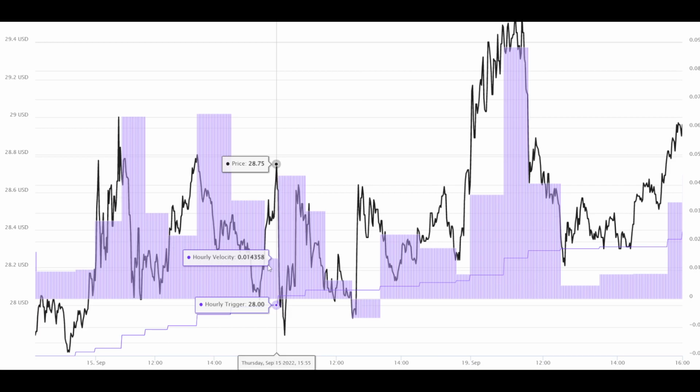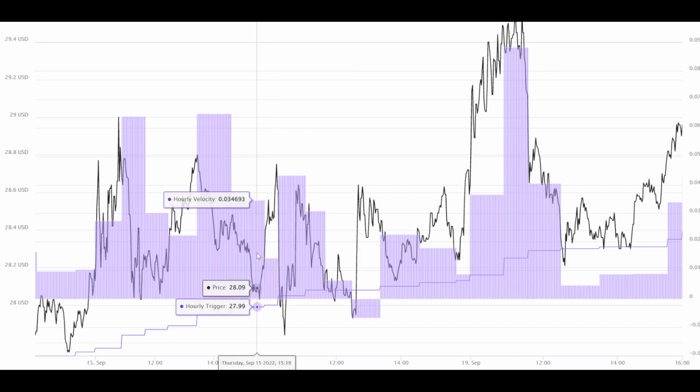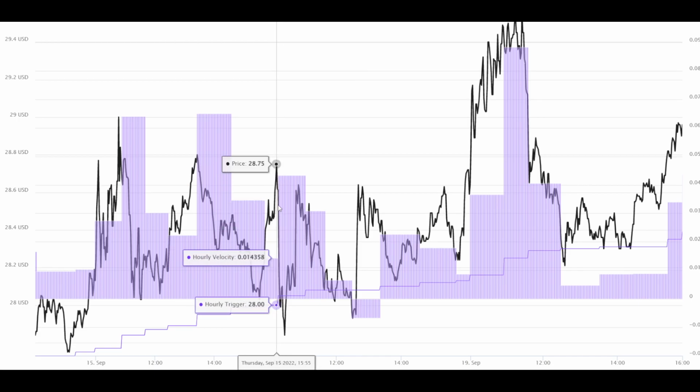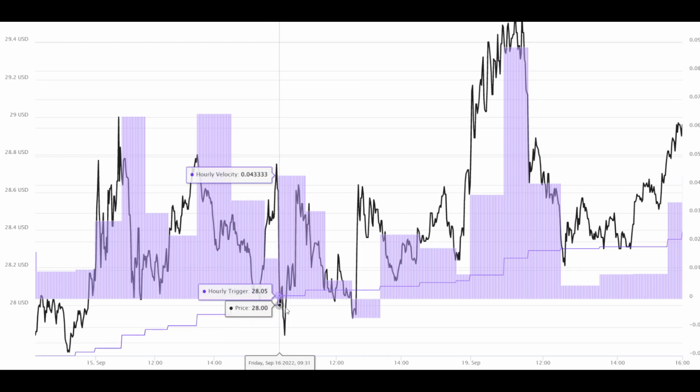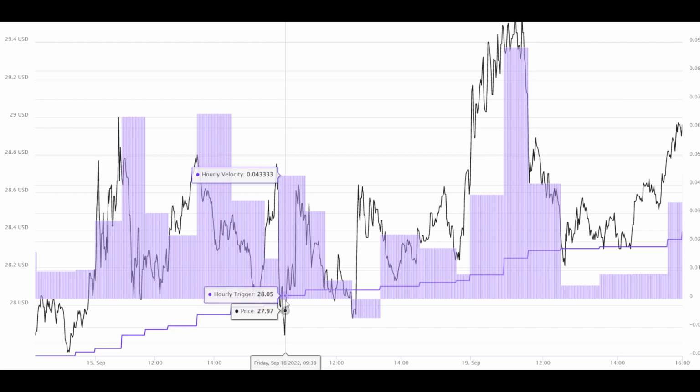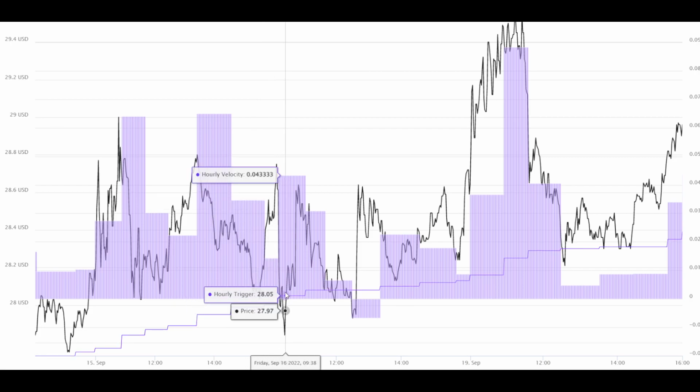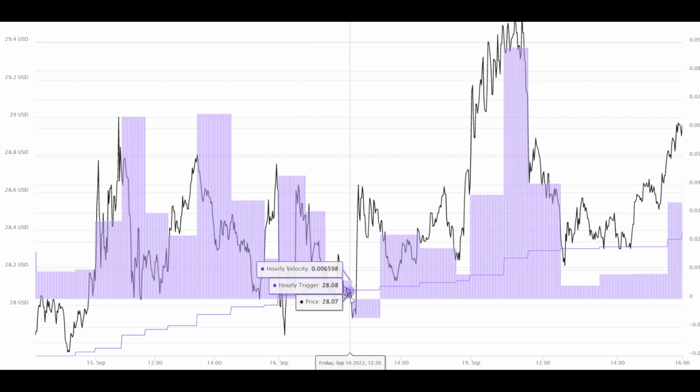And yet, because we had positive hourly velocity the day before, and we were coming into September 16 with positive velocity, when price came down to the hourly trigger, it couldn't break below. Because with positive hourly velocity, the hourly trigger is going to act as support. And so when the market opened on September 16, maybe some people were selling, but we knew by using the hourly velocity from the previous day that the hourly trigger is going to hold for us, and it provided a really nice bounce here.